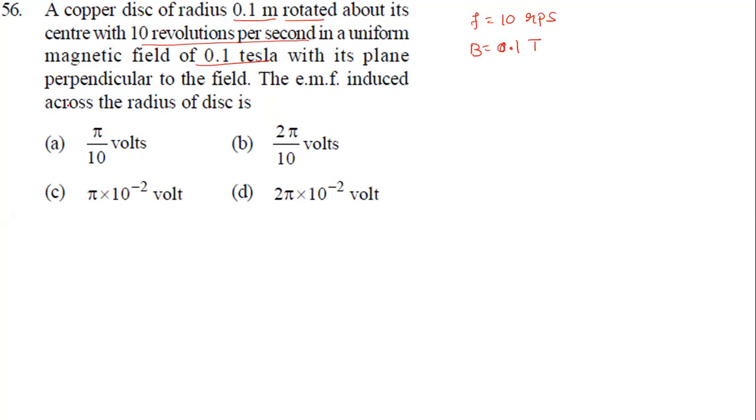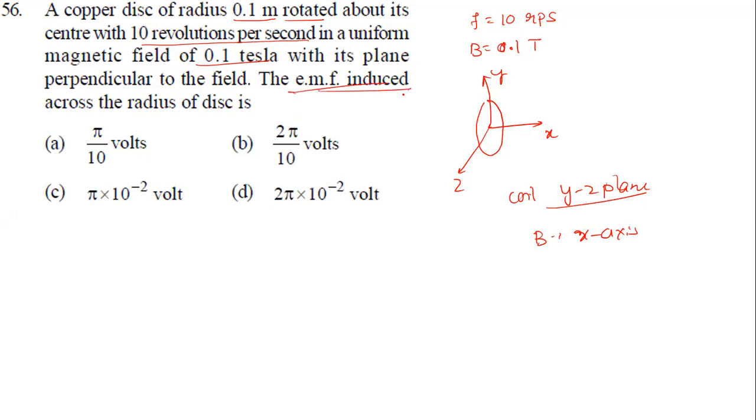With a plane perpendicular to the field, the coil is rotating in what now? In this plane. Let us have the plane like this. This is X, Y, Z. So the coil is present in the YZ plane. The magnetic field B is along the X axis. The coil is in the YZ plane and the magnetic field is along the X axis. Now we need to find the value of induced EMF.